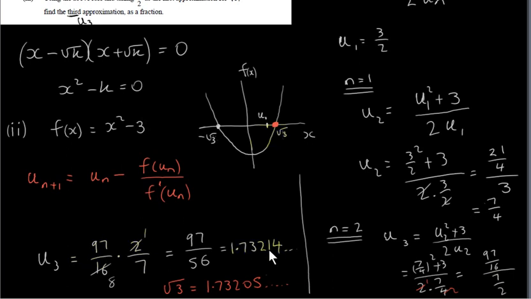If you want to see this as a decimal, I've written it out to 5 decimal places here. Here's the correct value of root 3 to 5 decimal places. So you can see that the first 3 decimal places appear in the third approximation. So the third approximation u3 is correct to 3 decimal places.